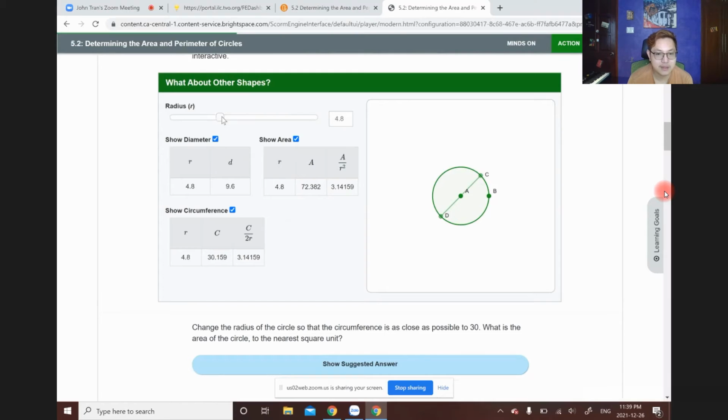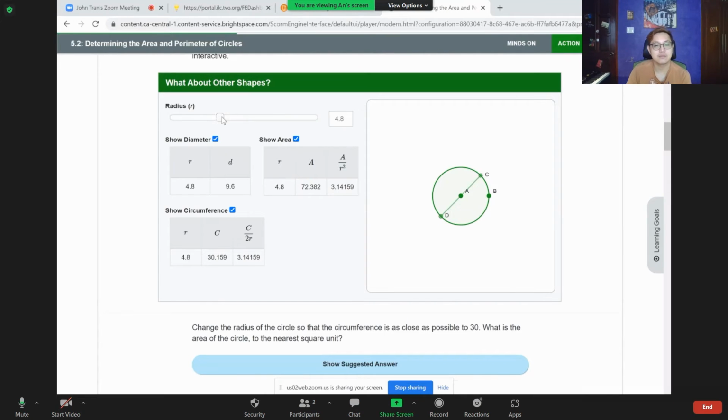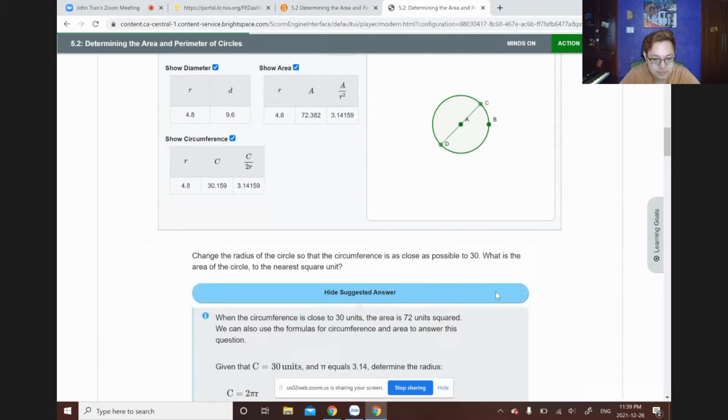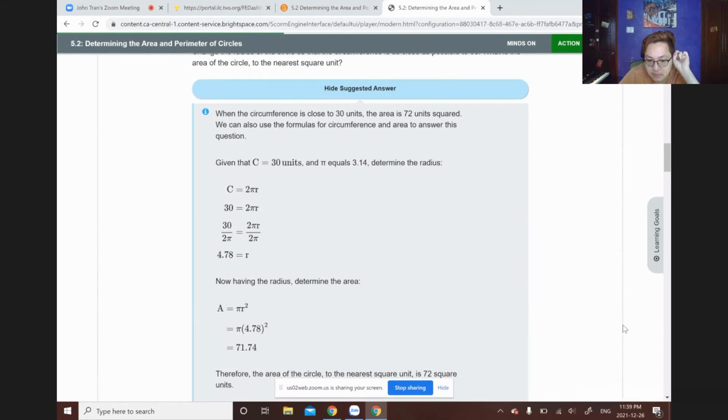What's the area of the circle to the nearest square unit? It's 72 point something. So 72.4, I think. Yeah, 72.4, 3 significant figures.